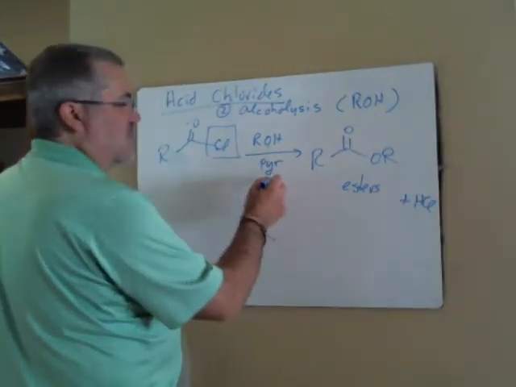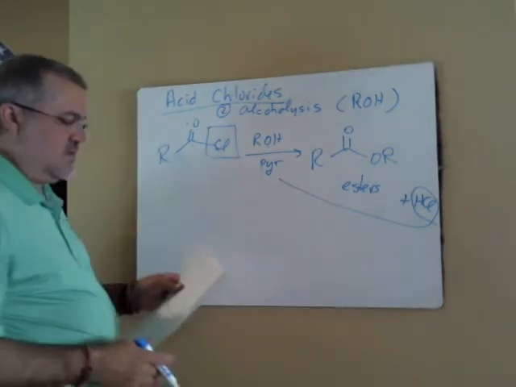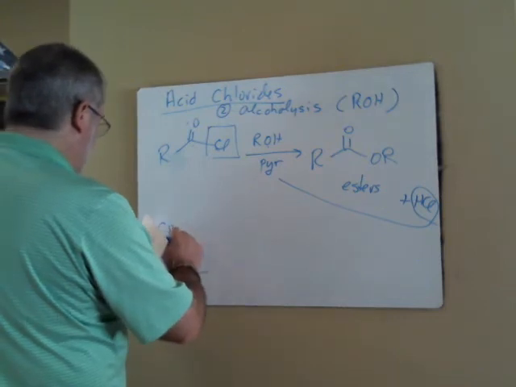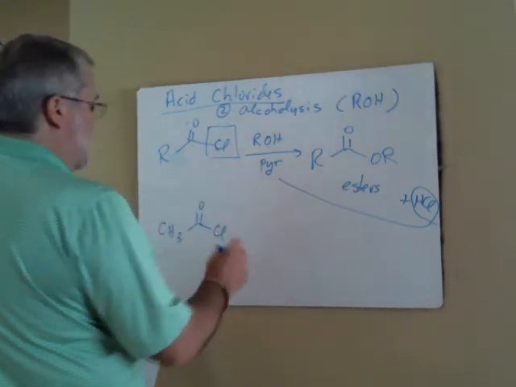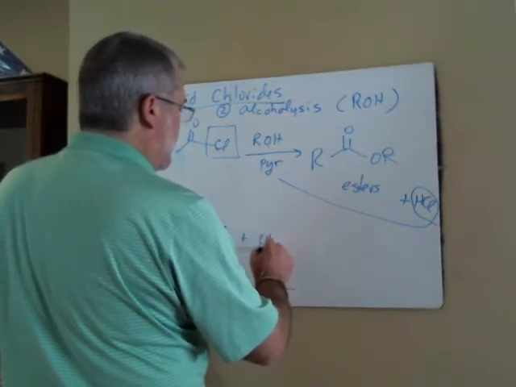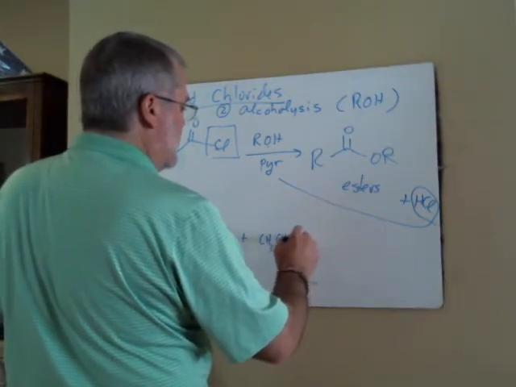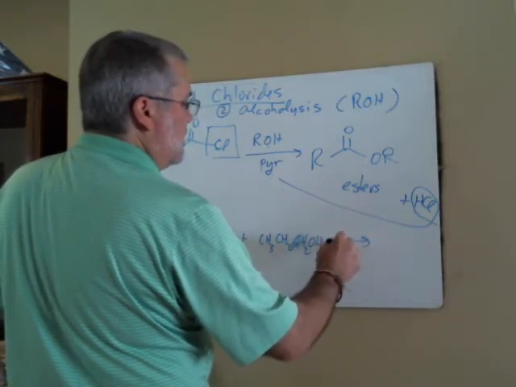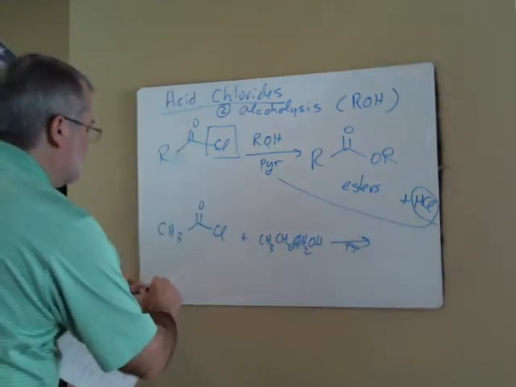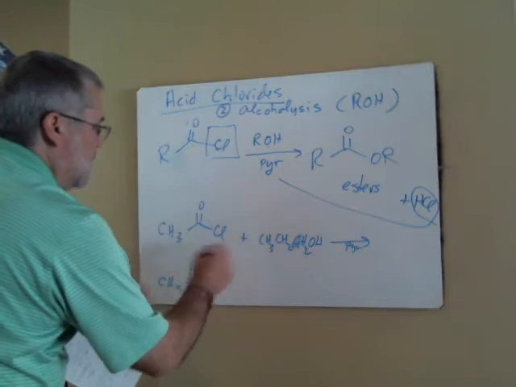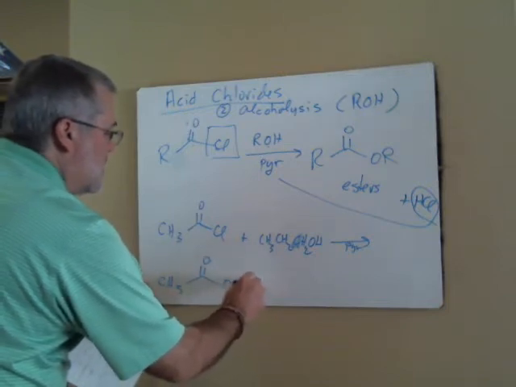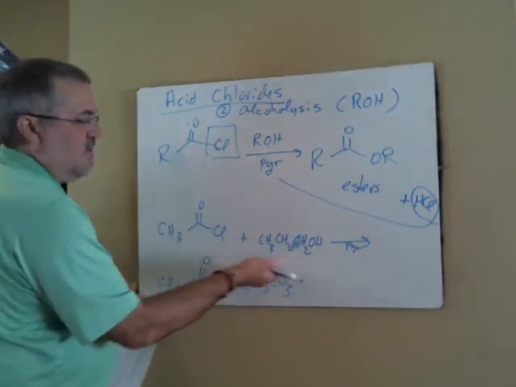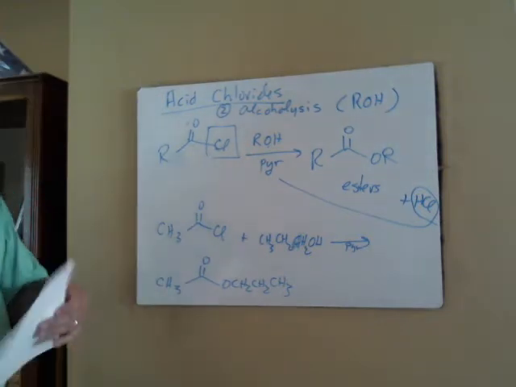And remember, pyridine is one of those things that captures the HCl. Okay. Another example of this that's specific. Say you have that acid chloride, and let's react it with propanol, in the presence of pyridine. All I'm going to do is substitute this for what's in the box, and I end up with that ester.